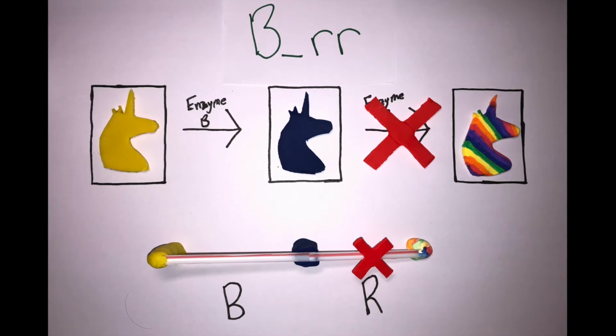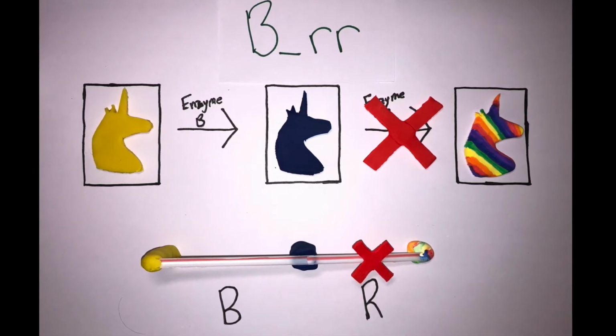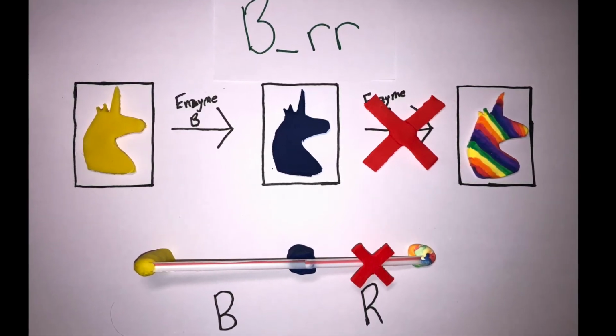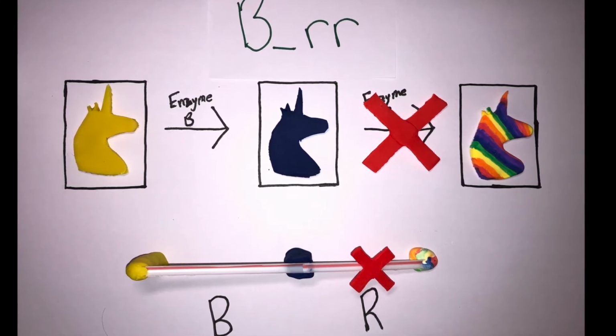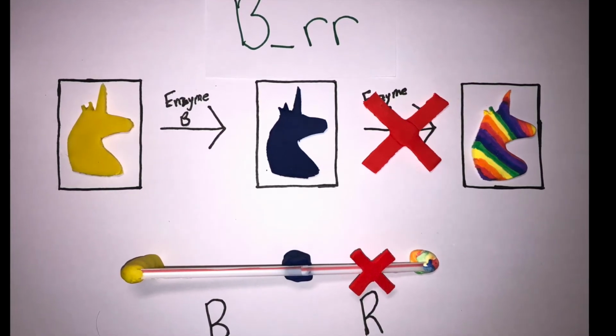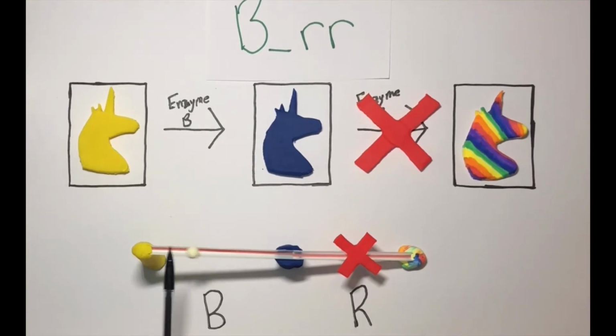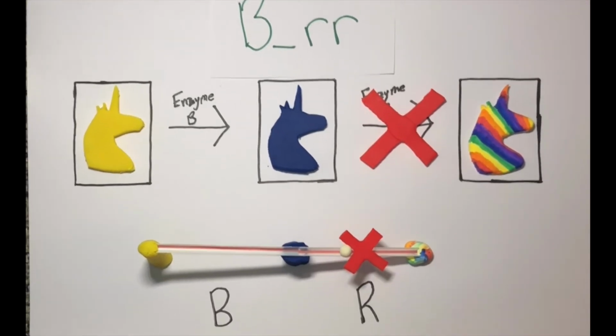For offspring with the first locus dominant and the second recessive, the dominant B will allow for enzyme B to create blue. However, there will not be an activation of enzyme R. This will result in 3 of the offspring having a blue coat color.